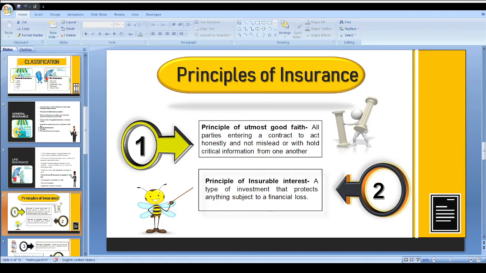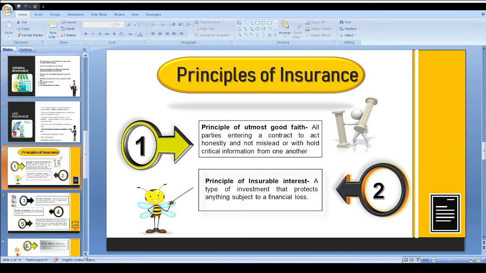The second one is the principle of insurable interest. It is a type of insurance that protects anything subject to a financial loss. One important consideration is that if you are the owner of a specific property and any kind of loss comes over it, you will be affected by that. Let's say Mr. X has a car. If it gets damaged or is in a particular mishap, only Mr. X is going to be affected, not others. So if you have ownership of a certain property, you have some kind of interest in it, and if that property suffers losses, you will be affected. So it should be followed under the principle of insurance.